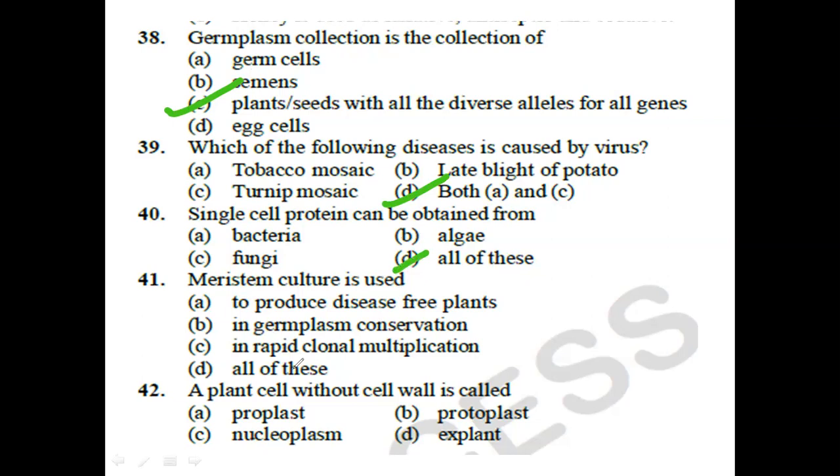Meristem culture is used to produce disease-free plants. Option A. A plant cell without cell wall is called protoplast, nucleoplast, protoplast, explant. It is protoplast. Okay. Next one.